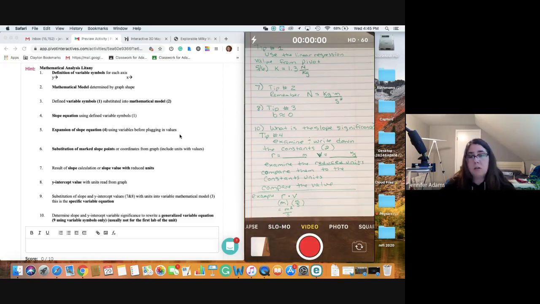So you would ask yourself, are these the same units as the units I got on my slope? If not, then this probably is not the combination or the slope significance. Big difference on this one is that the slope significance isn't just one variable, it's a combination of two variables because we had these two variables that were constant.